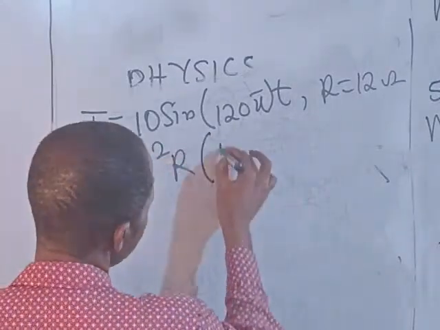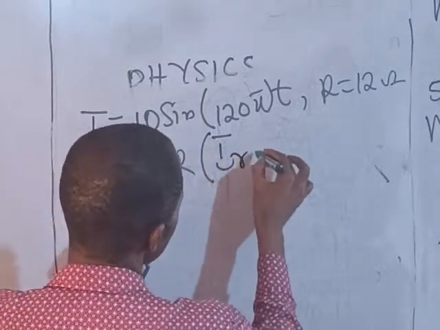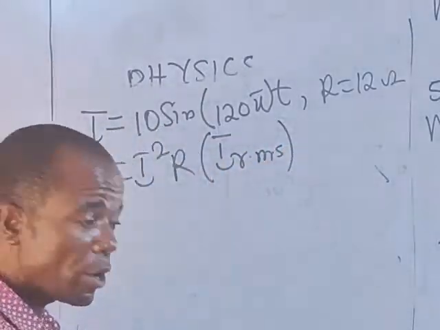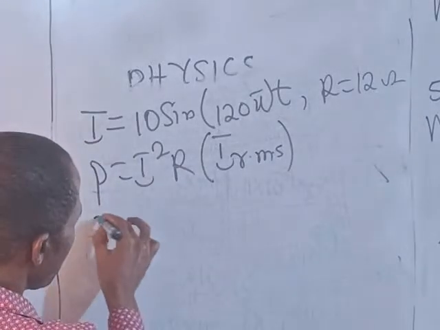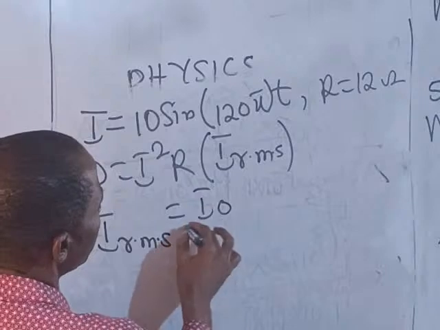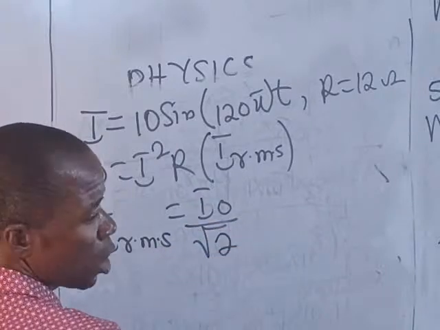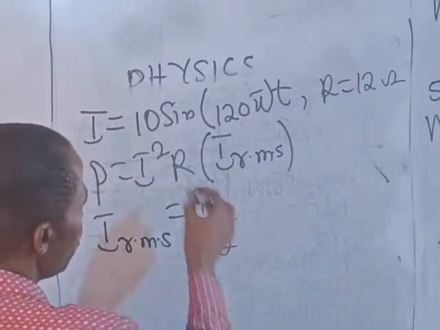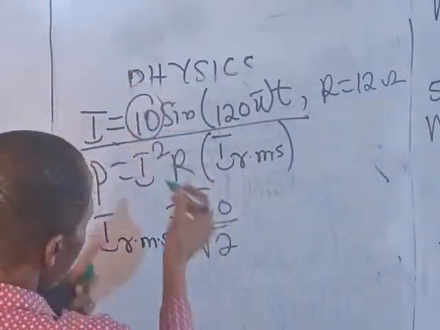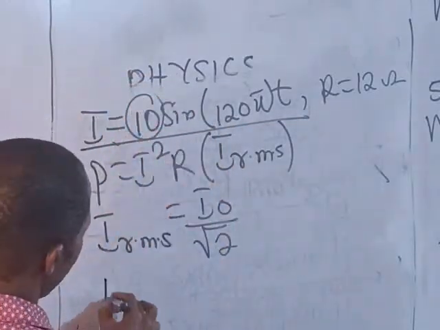But don't forget, what is this particular I here? That's the root mean square value, isn't it? And don't forget that root mean square value is the peak value over square root of 2. Do we still remember that? And if you look at this equation here, what's the peak value? That's 10, because this equation can be compared with this.